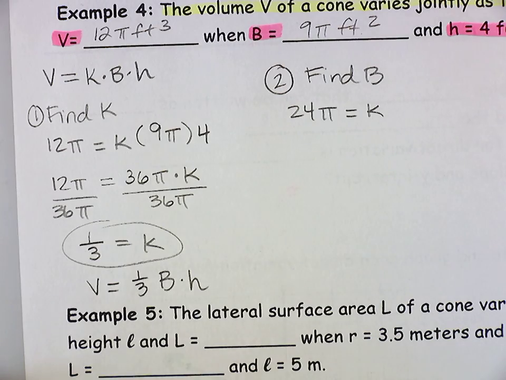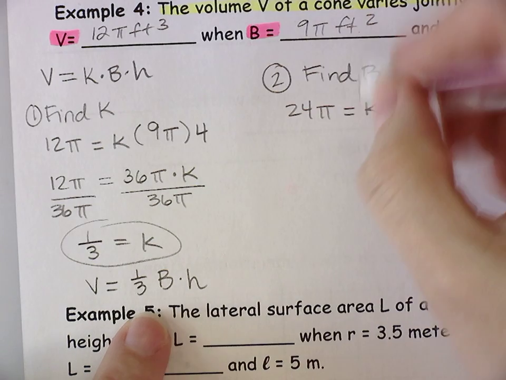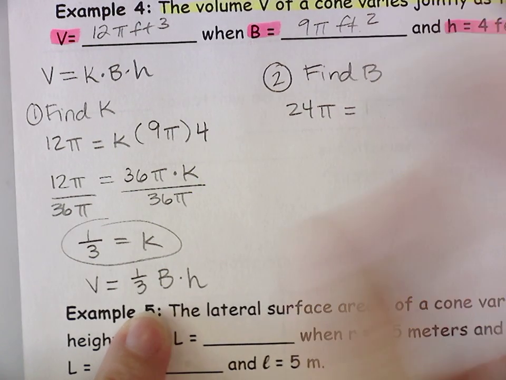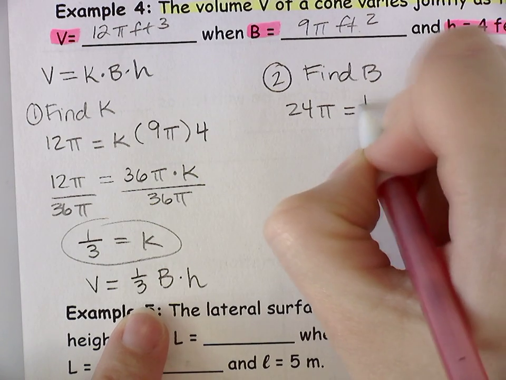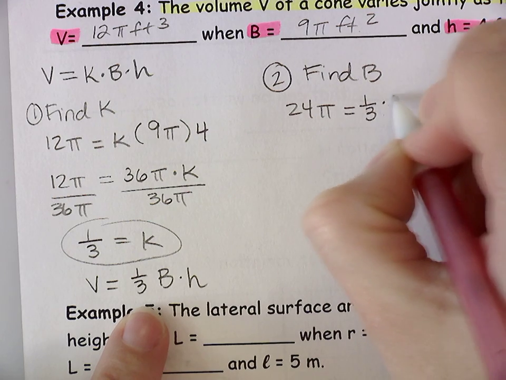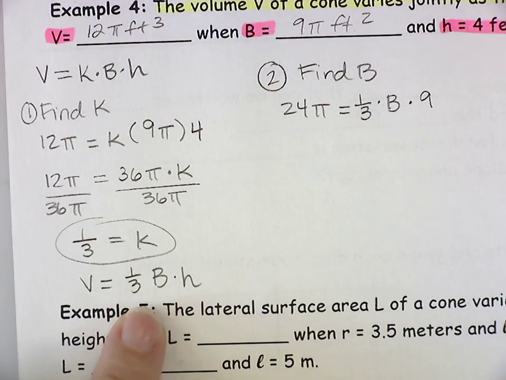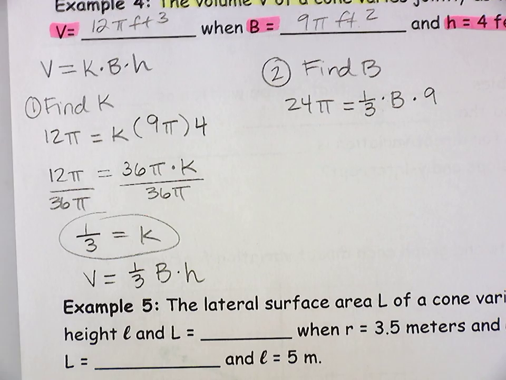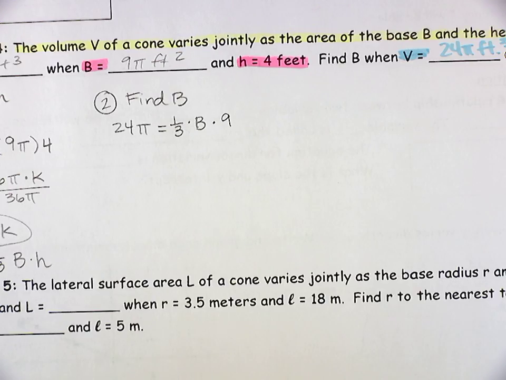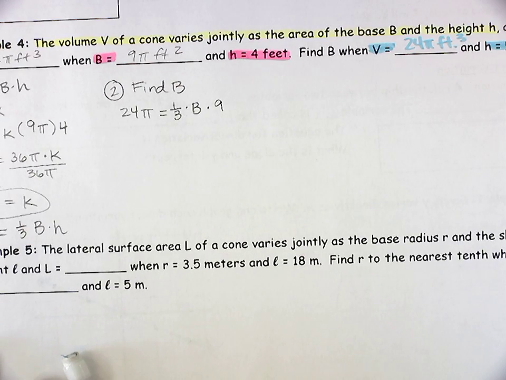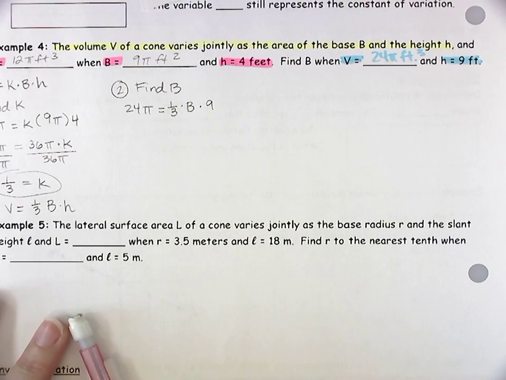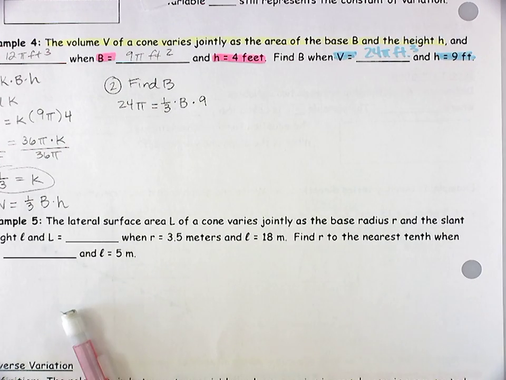Okay, and we're going to actually plug in the K. So we have 1/3. We're trying to find our B, and it says h is 9 feet. Yeah, Alex? Were you telling me what you did first? Oh, okay. I set it up 24 pi equals 1/3 B times 9. Okay. Yep. Multiplied 1/3 by 9.